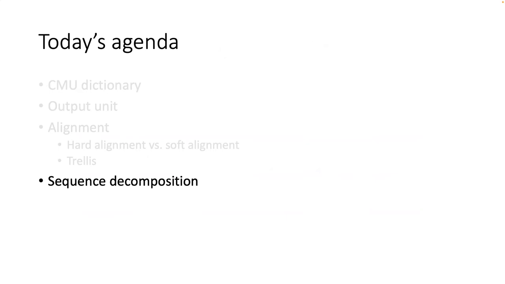Questions? Yes. In the hard alignment case, can I match characters to one, or is it by definition? It's a very good question. Generally speaking, it depends on the model. CTC will consume one input for one character or word or whatever.